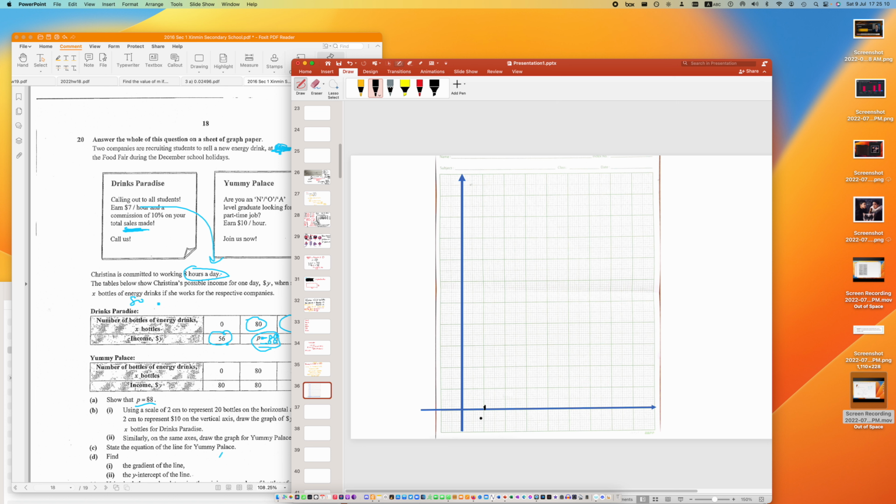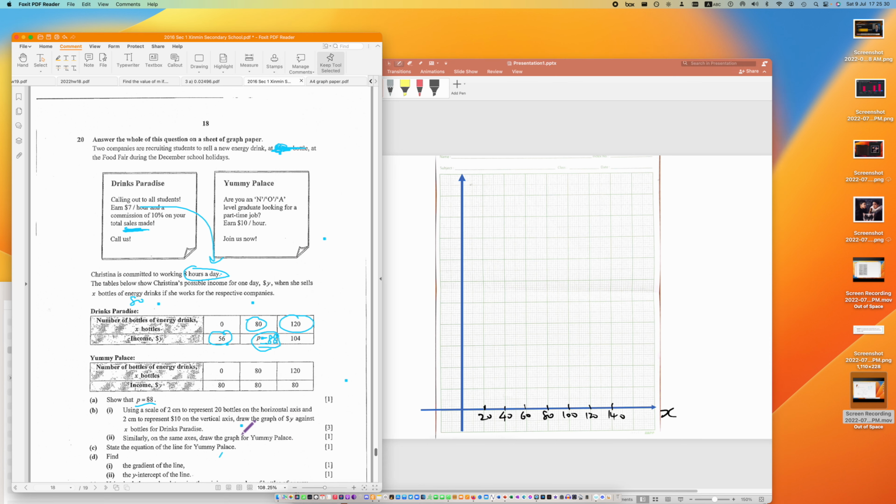But they say the horizontal line... 40. Oh, the horizontal line is this one. Oh, vertical, that's why I didn't get it. Okay, enough. Then it says $10 on the vertical.